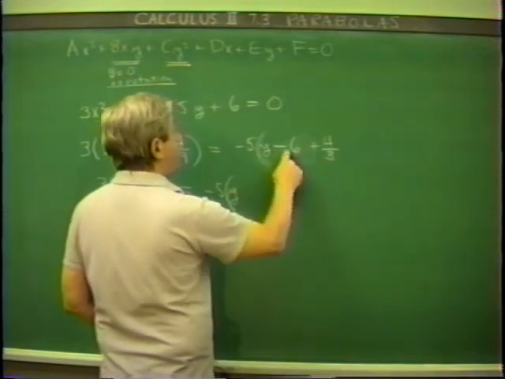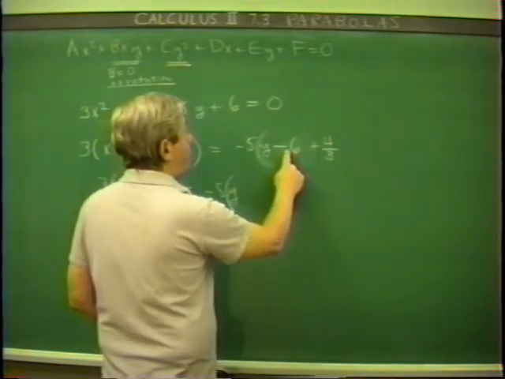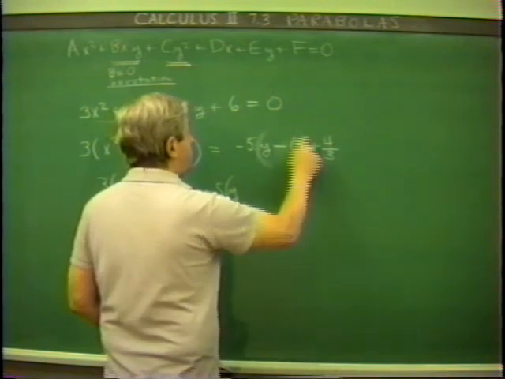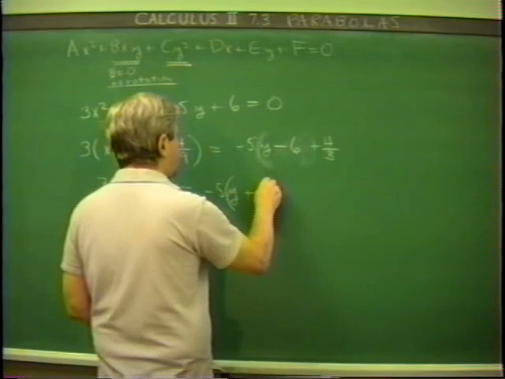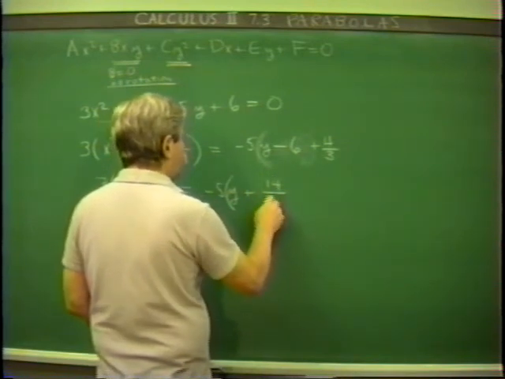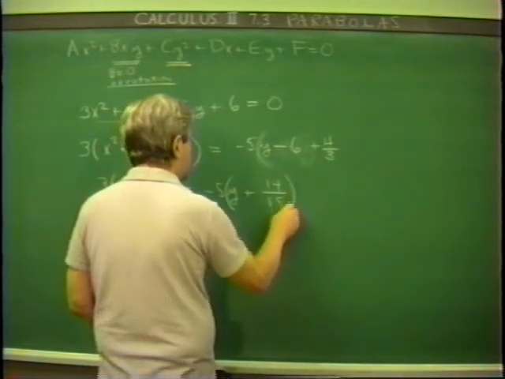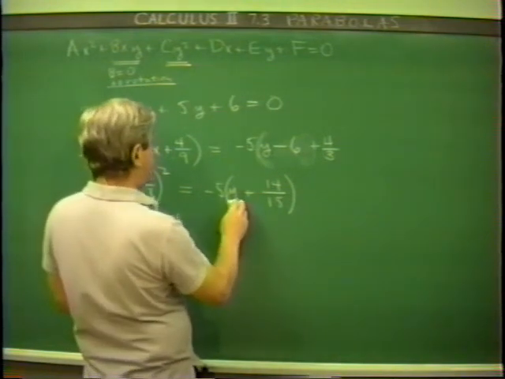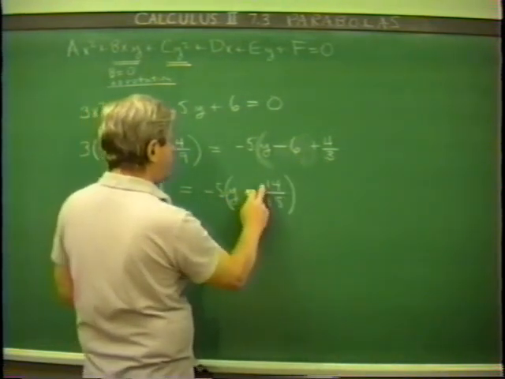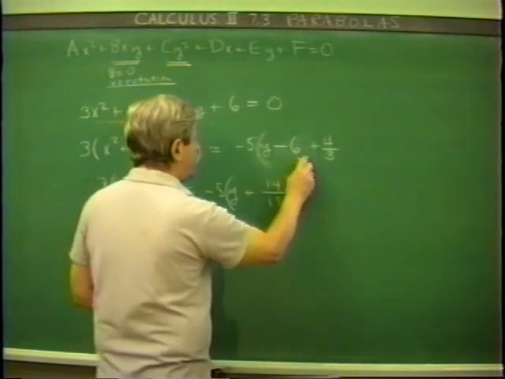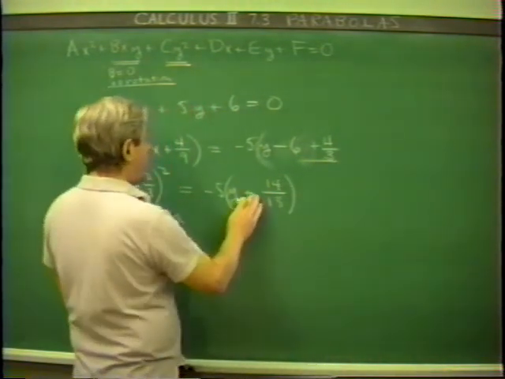We've got minus 6 plus 4/3, so that's going to be minus 18/3 plus 4/3, or minus 14/3. So if we put plus 14 over 3 times 5, 15, this is going to complete the square. Now this is going to be correct here, because minus 5 times this is going to give us minus 14/3, which was this quantity right here.